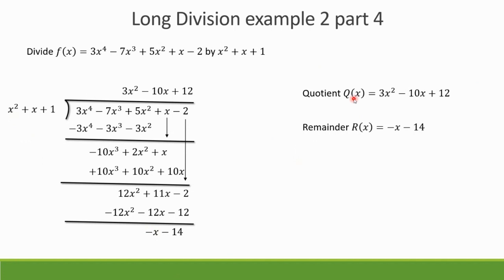So the quotient we get is up here, 3x squared minus 10x plus 12. And here's our remainder, minus x minus 14. Okay. Are there any questions on that?